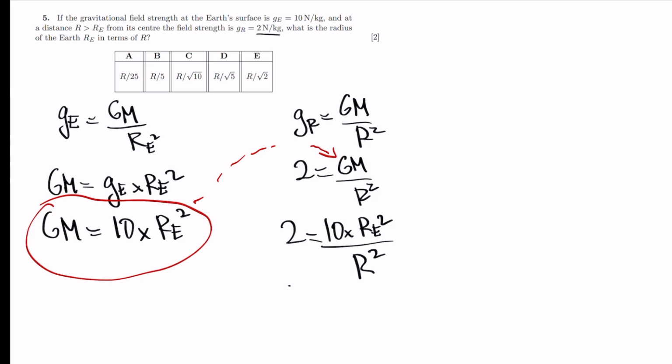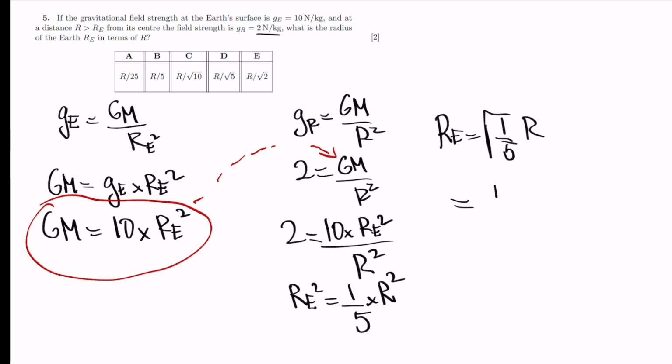Now we can rearrange this for Re squared, which is just going to give me 2 over 10, which is 1 over 5, and then we get a factor of r squared like this. So let's take the square root of everything, and I'm going to say that Re will be given by the square root of 1 over 5 multiplied by r, which is just going to be r over root 5. So hopefully that corresponds to an answer. Yep, correct answer is D.